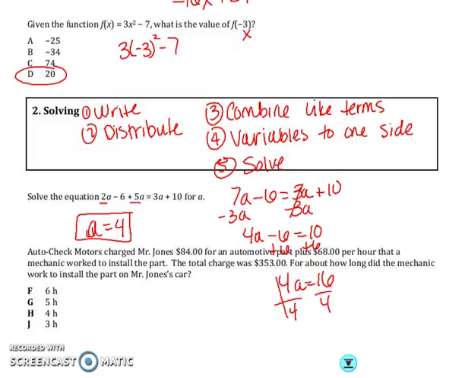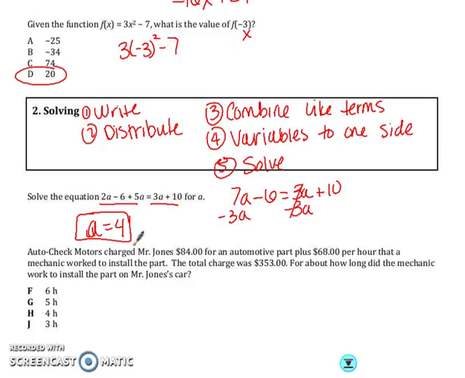Another way that you could do that exact same problem is, I'm going to erase this so we can actually see. If you remember from our systems, finding where lines crossed, you could put that into y1, you could put that into y2, and find where those two lines cross. Second trace 5, enter, enter, enter, and it would also give you a equals 4. So it just kind of depends on which method you want to use.